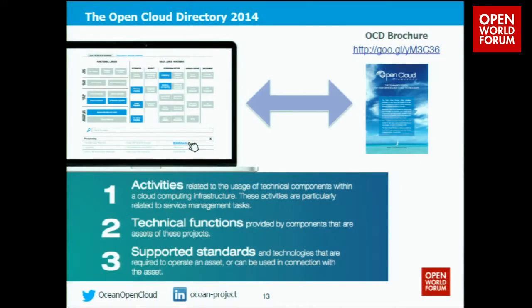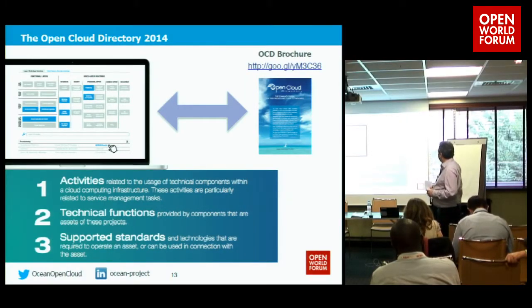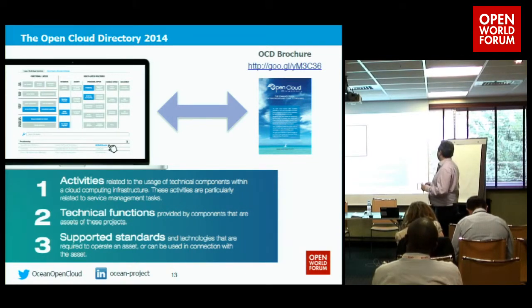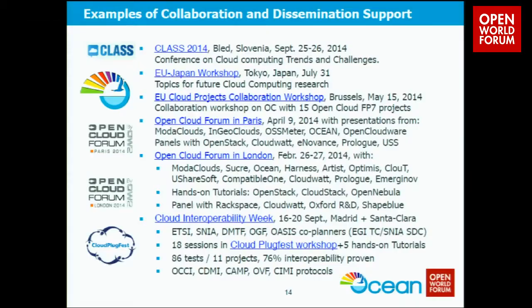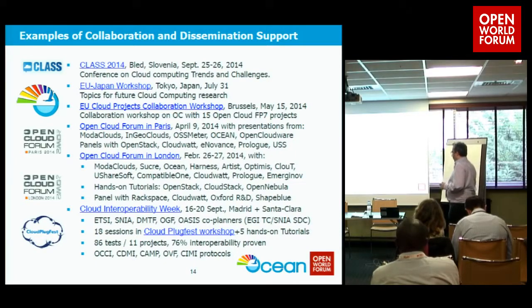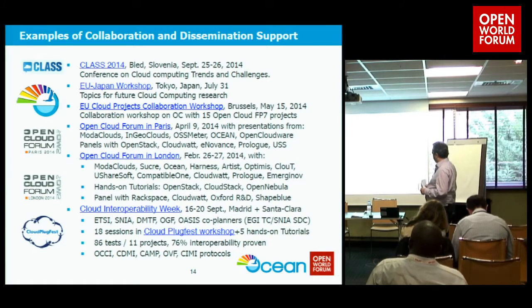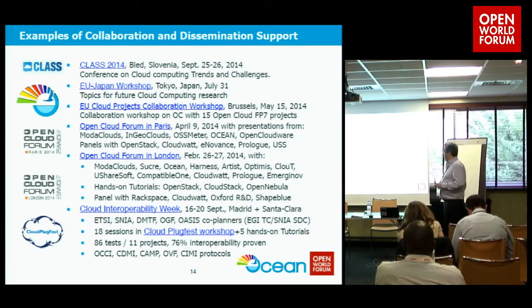There is a relation that you will see between the brochure and the Open Cloud Directory. For instance, the 20 projects I mentioned have their own QR code, so you scan the QR code and go directly to details of the cloud projects. Examples of dissemination: as I mentioned, we organized the Cloud Plugfest in Madrid last year, in Brussels this year, several cloud shows in Paris, in London, and even in Tokyo this summer. Cedric was also attending the CLASS event in Slovenia, and OCEAN is also contributing to the European-Japan collaboration like the Cloud T project.